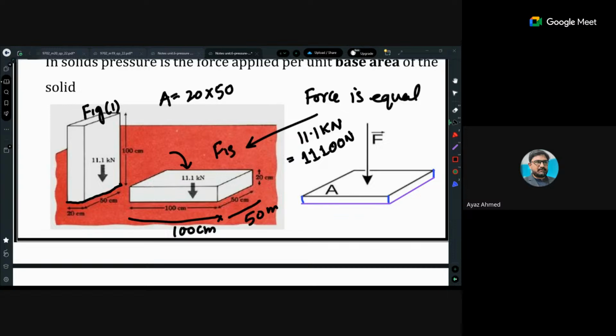This is figure 2, right? Without knowing physics, just what is your perception? What will happen? More pressure will be on one, because the force is on a very small area, right? So when force is on a very small area, pressure will be more.